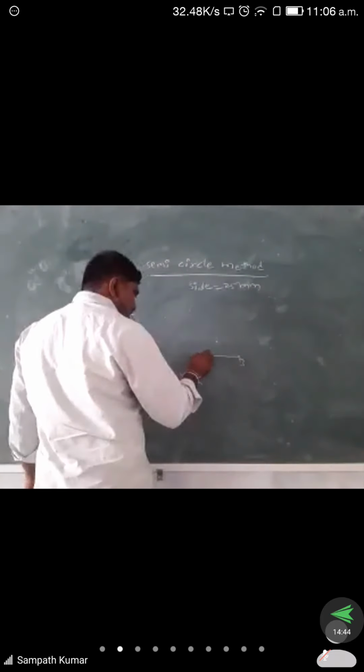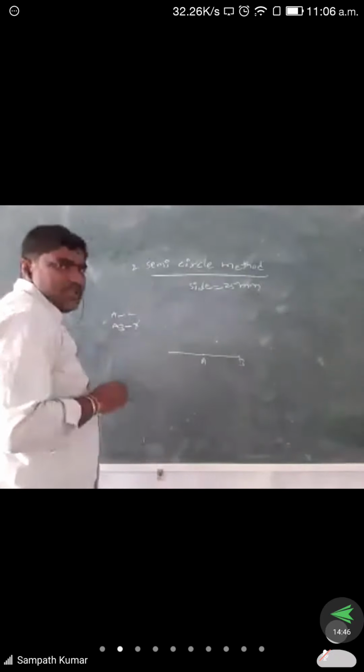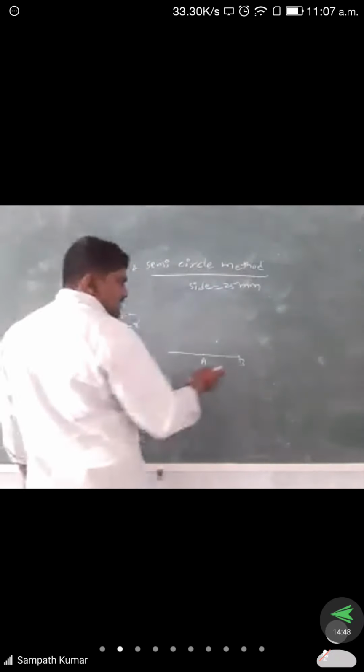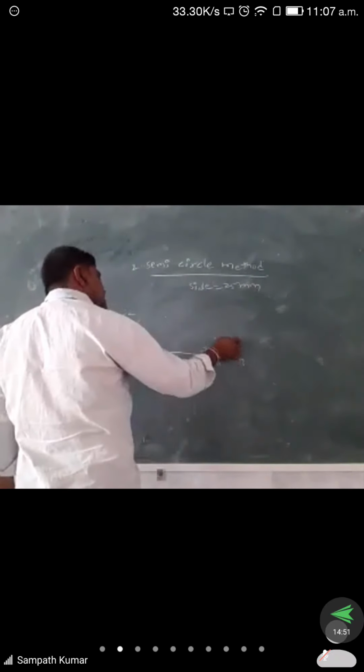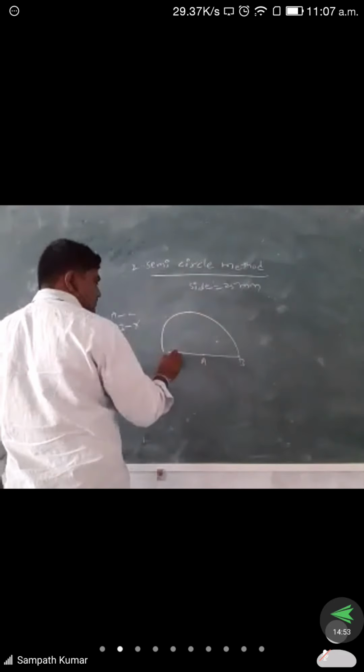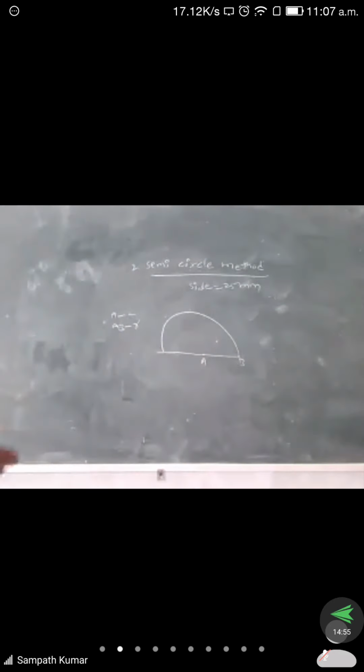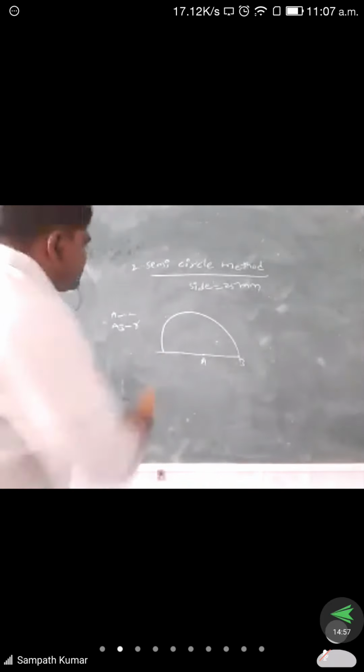Then we extend AB on the left side. A as a center, AB as a radius. Then we have to draw the arc.